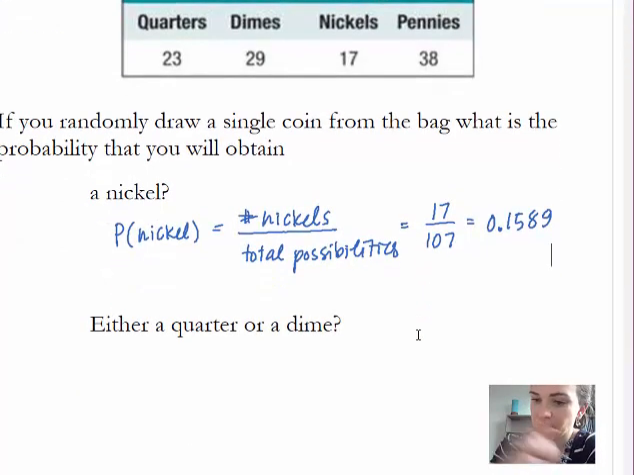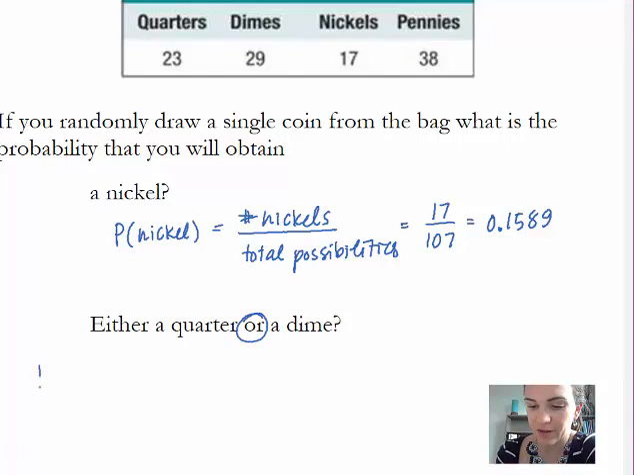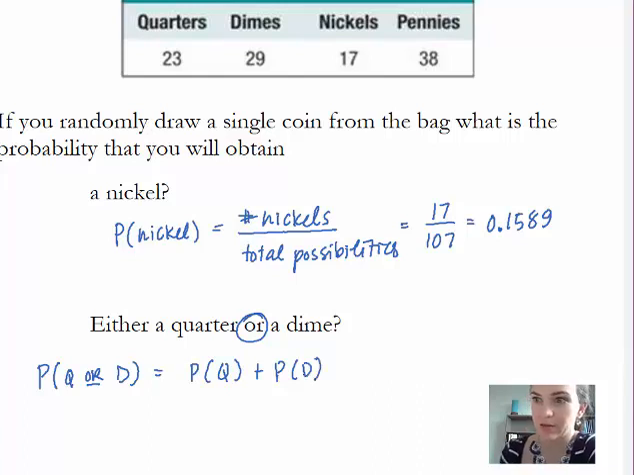To answer the question where we are happy with either a quarter or a dime, now we have a little bit of a compound event, the probability of a quarter or a dime, Q for quarter, D for dime. That's the probability of a quarter plus the probability of a dime. Now that's the probability notation.